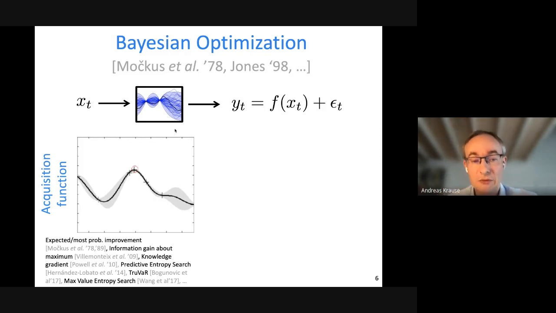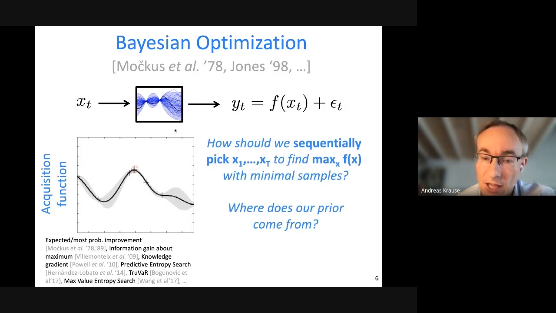There's a whole range of acquisition functions that have been explored, analyzed, and applied quite successfully in the literature. And of course, the key question is, on one hand, how should we go about designing those experiments in order to locate the optimum of the function as quickly as possible? But another important question that we'll also get to in this talk is, where does this prior really come from?